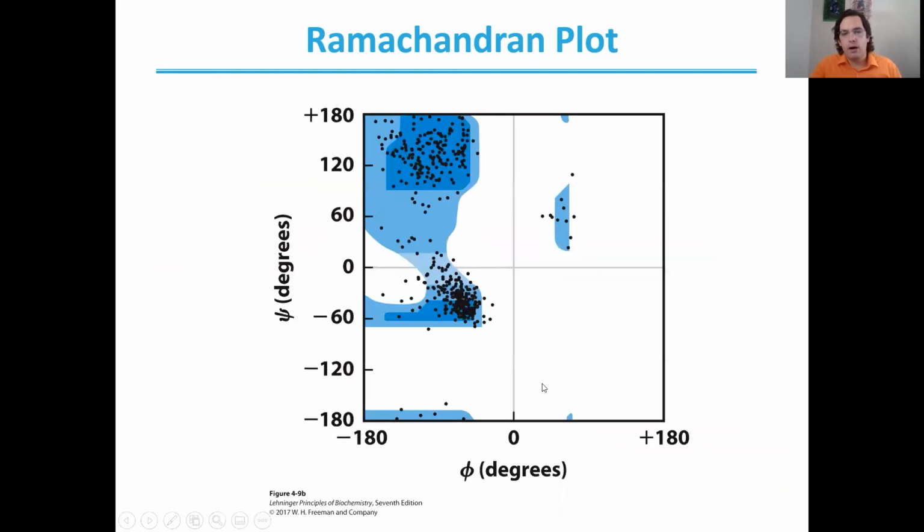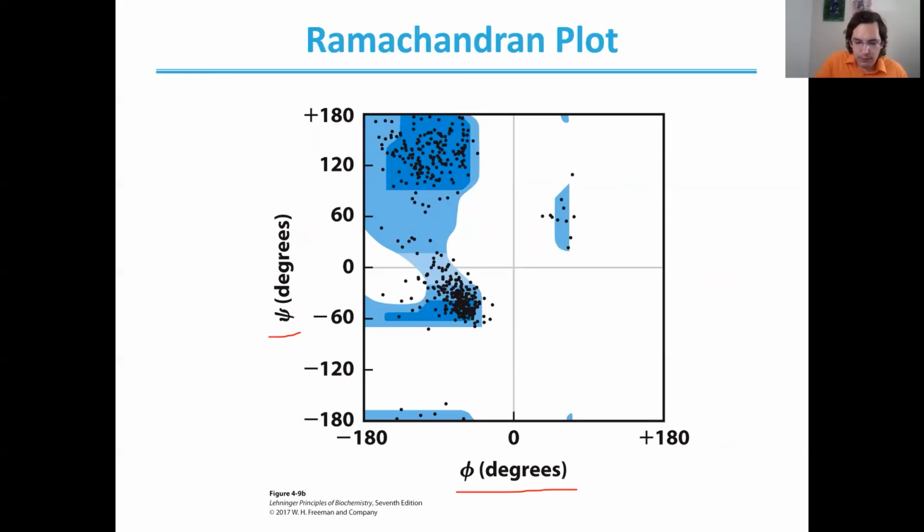So here's what a Ramachandran plot looks like. And essentially what this plot says, it's just showing the two different angles here. So we've got our phi angle and our psi angle here on the y-axis. And we have all of our possible angles from -180 to +180. So that's a full 360 degrees of rotation around those particular angles.